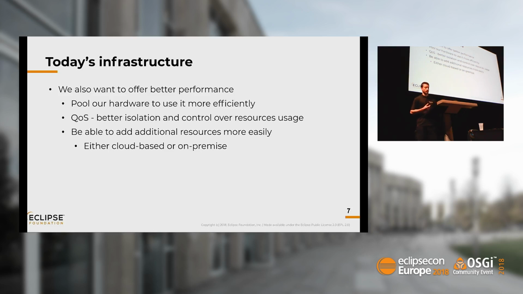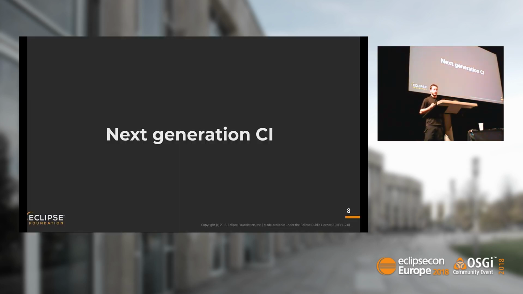We also want to make it easier to add additional resources. For example, if we buy a new machine and bring it in, we want to have as little downtime for projects as possible. Or we also want to add some cloud-based resources, for example, additional slaves. So this led us to the conclusion that we need the next generation CI.